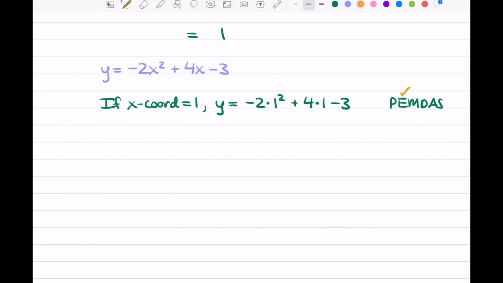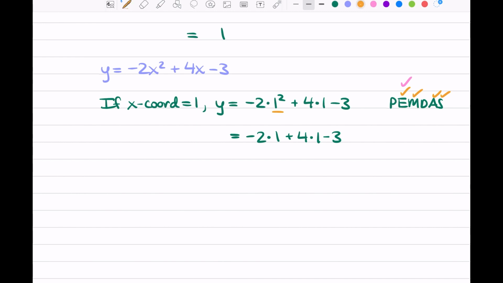We have an exponent, 1 squared. We have multiplication, addition, and subtraction. So we focus on the E, the exponent, first. Everything else stays the same. 1 squared is 1. And the E is done.